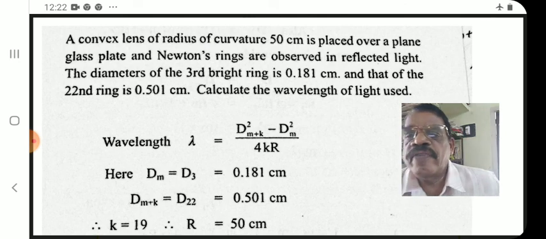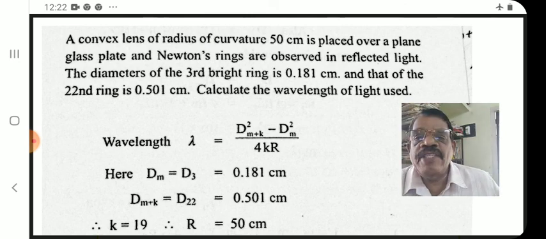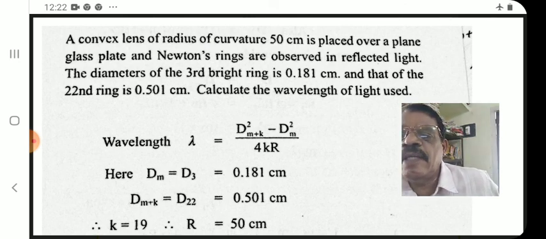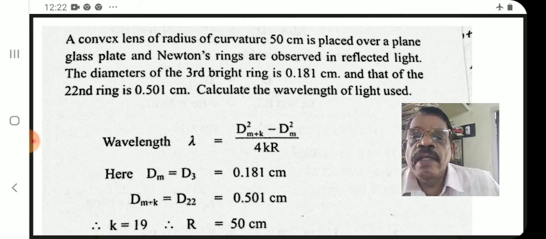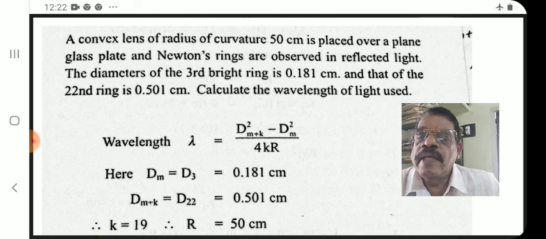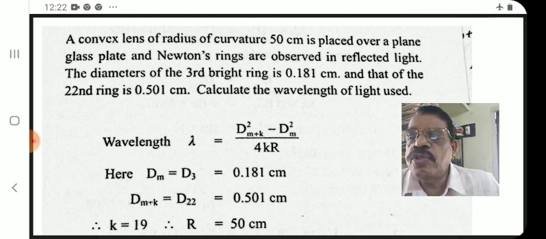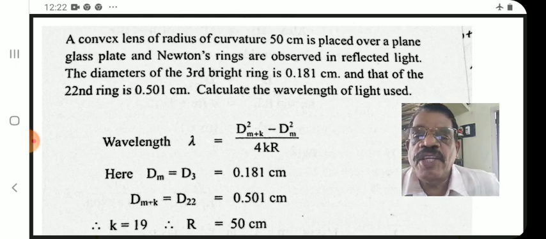A convex lens of radius of curvature 50 cm is placed over a plain glass plate and Newton's rings are observed in reflected light. The diameter of the third bright ring is 0.181 cm and that of the 22nd ring is 0.501 cm. Calculate the wavelength of light used.